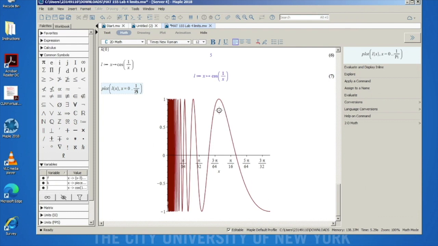So if we look at the function cosine of 1 over x from 0 to pi, you could see that it begins to smooth out the closer we get. But then look over here. It's very red. Everything is very close together.